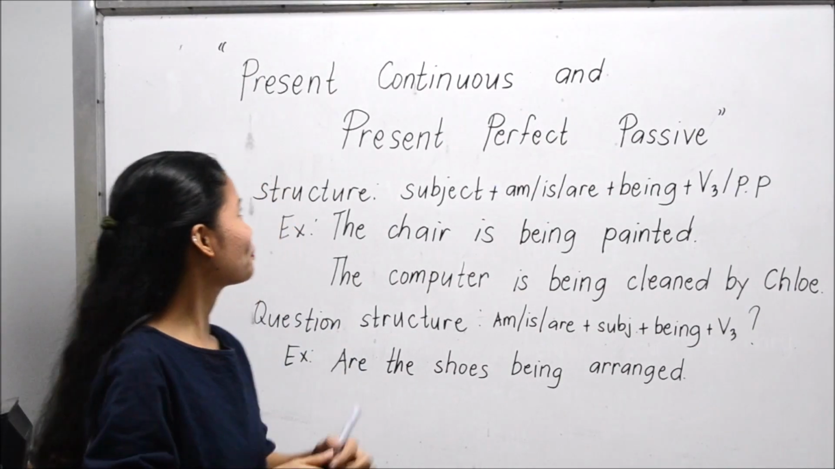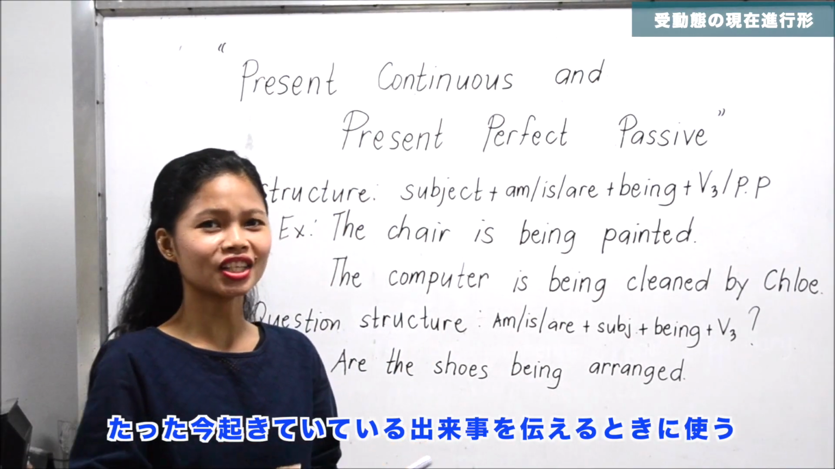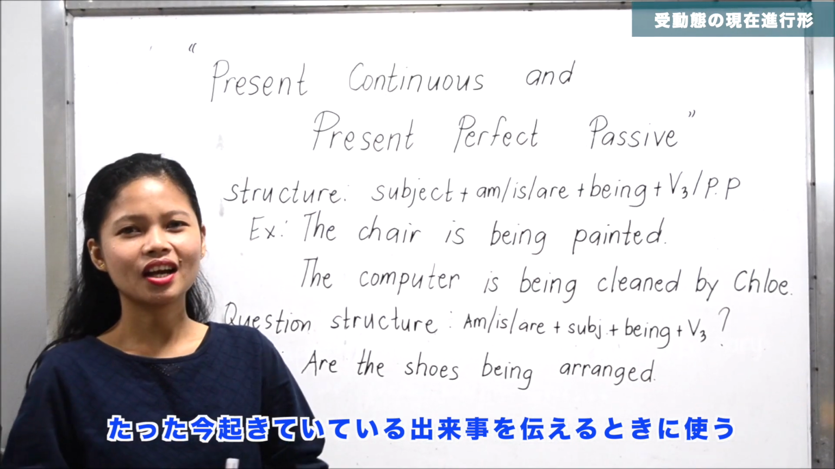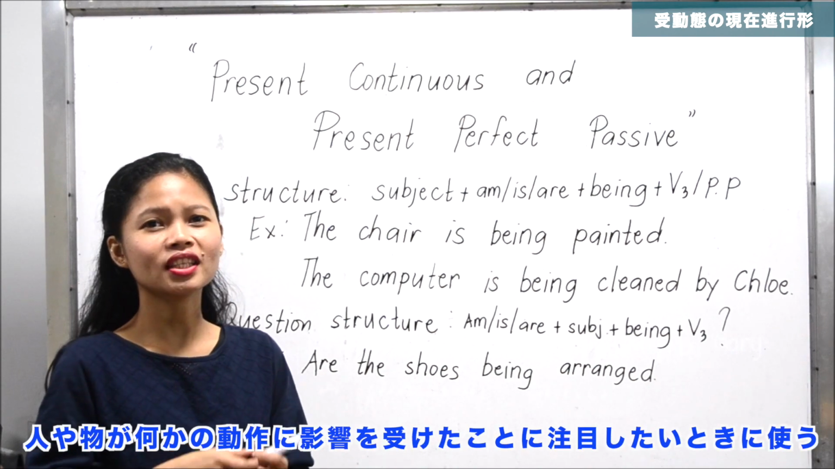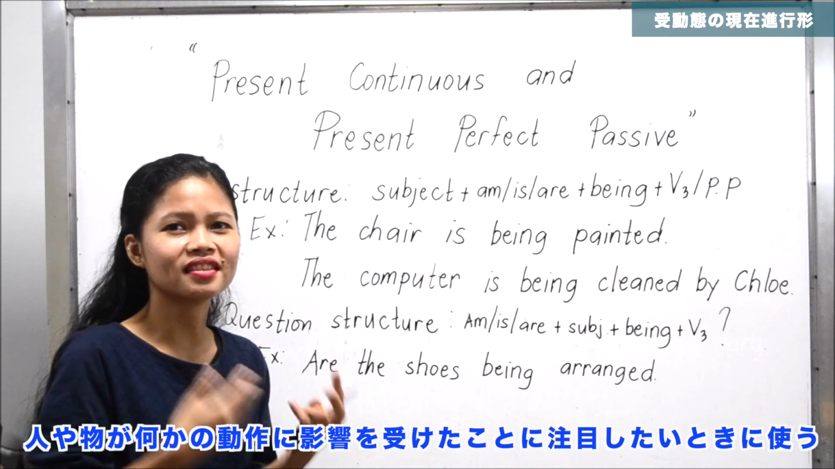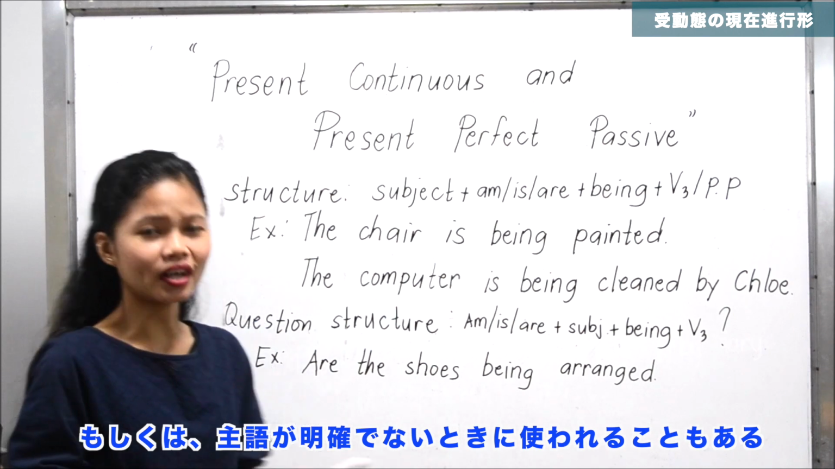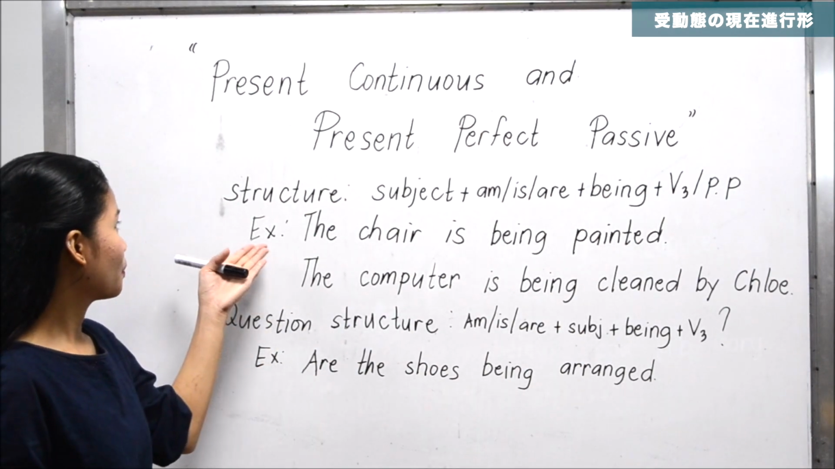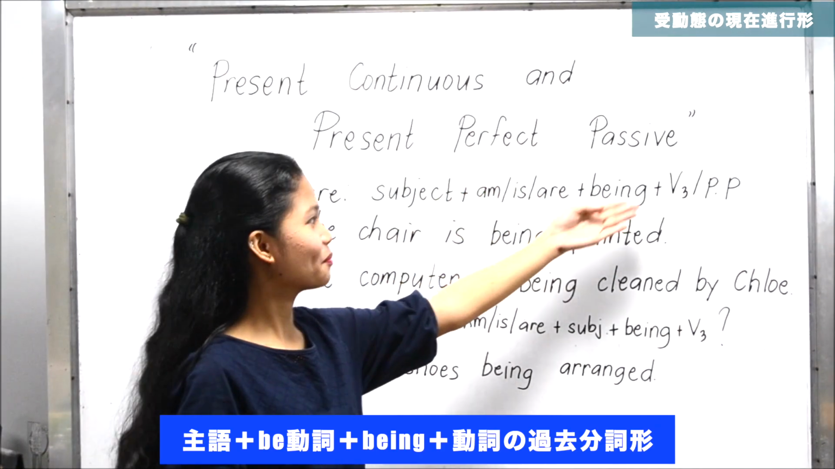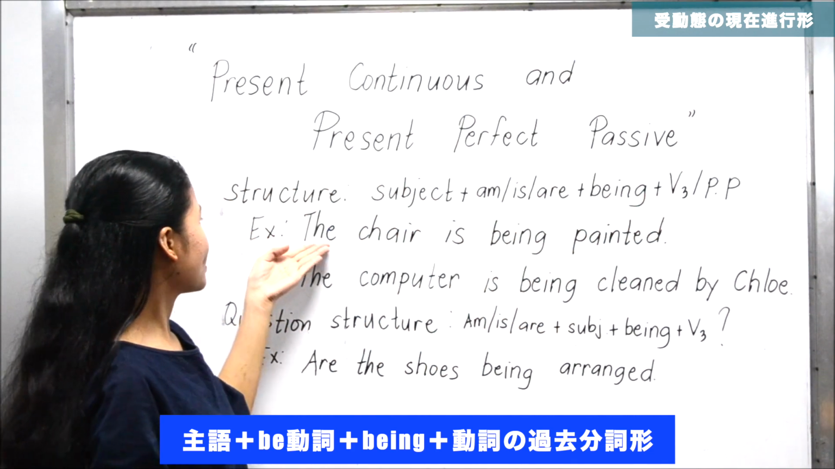Okay, now let's have the present continuous passive. We use present continuous passive for actions that are happening right now or in progress at the moment, when we want to focus attention on the person or thing being affected by the action, or when the subject is unknown, unclear, or irrelevant. So we have here the structure for the affirmative form: the subject plus the be verb plus being plus the verb 3, or we call it past participle.